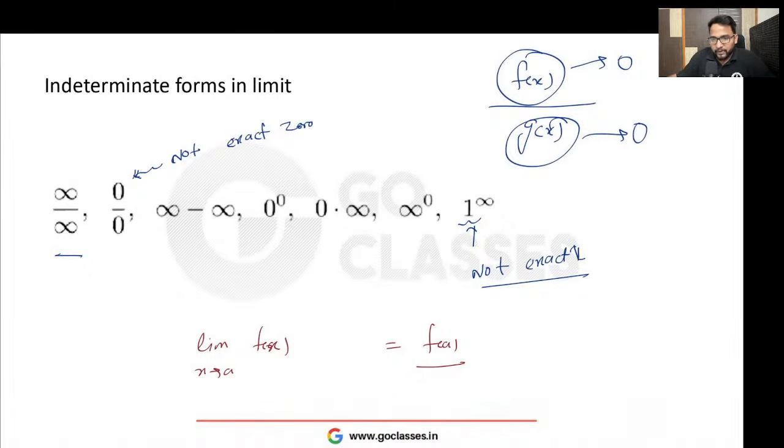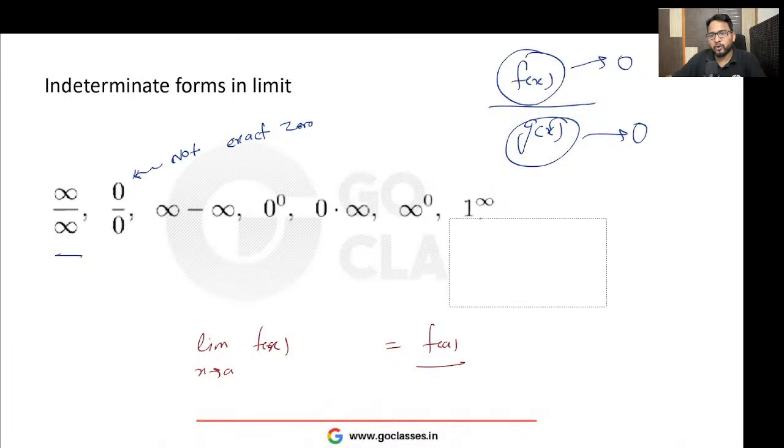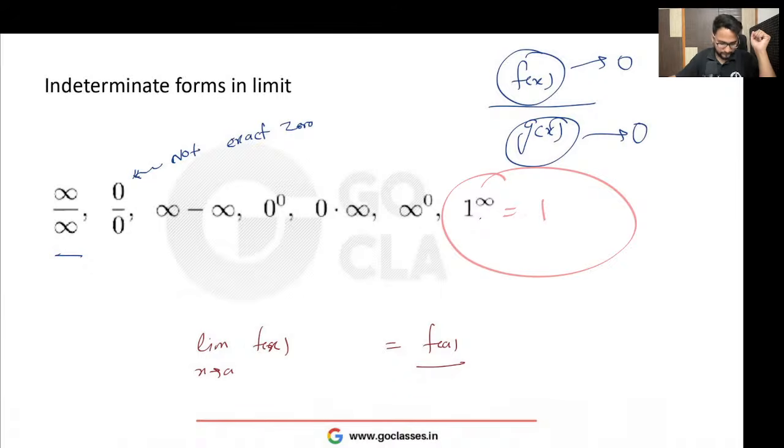Now, can anyone tell me, let's suppose it is 1 power infinity, right? If it is 1 power infinity, then why is it not 1? I mean, why are we saying this is some indeterminate form? Why are we not saying this 1 power infinity is just 1? Can anyone tell me?